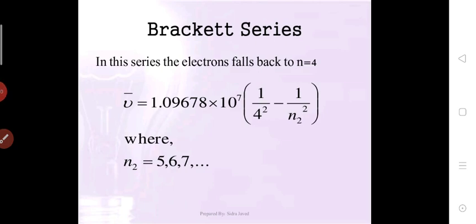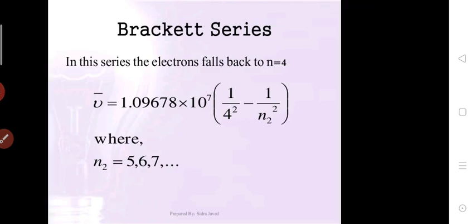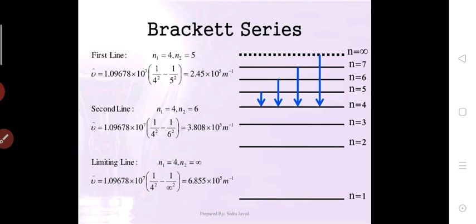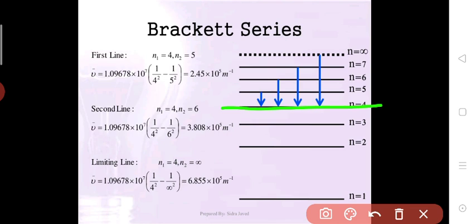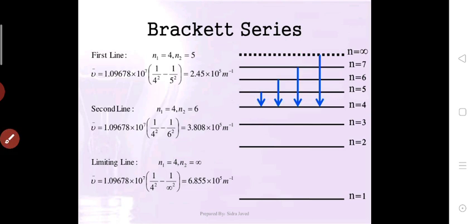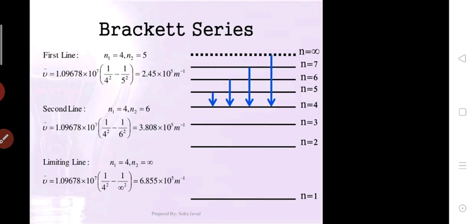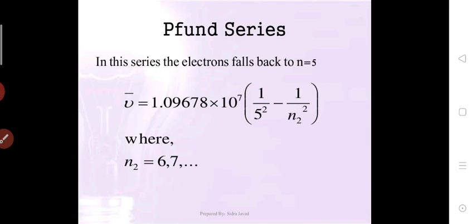The next series is the Brackett series. In this series electrons fall back to energy level 4 from the higher energy levels 5, 6, 7, 8 and so on. Here you can see atoms or electrons making transitions from the higher energy levels to the energy level n equals 4. For the Brackett series also we get radiations which fall in the infrared region.